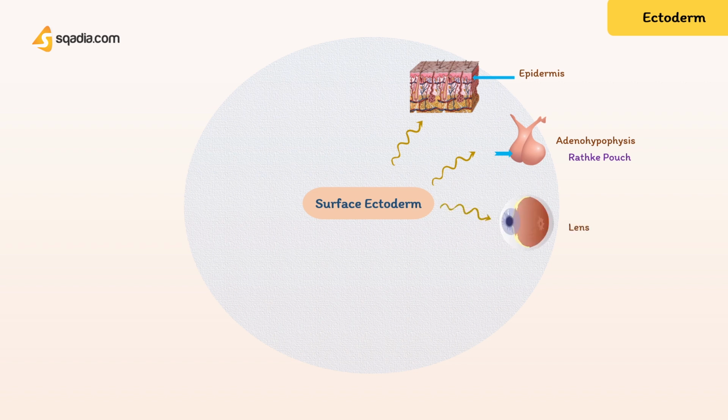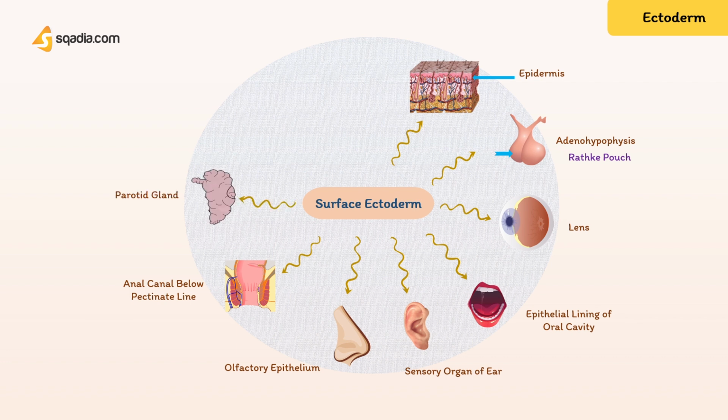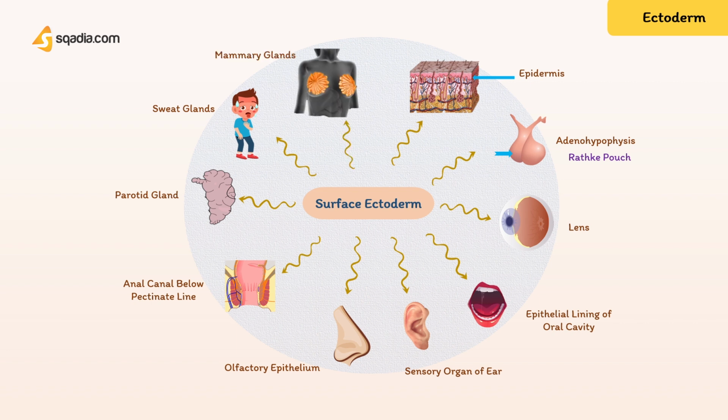Next we have the lens of the eye. And then we have the epithelial linings of the oral cavity. Next we have the sensory organs of the ear. Then the olfactory epithelium, which is the specialized epithelial tissue inside the nasal cavity. Next we have the anal canal below the pectinate line, and then the parotid gland, which is a major salivary gland. Next we have the sweat glands, and last but not the least, we have the mammary glands in the breast.